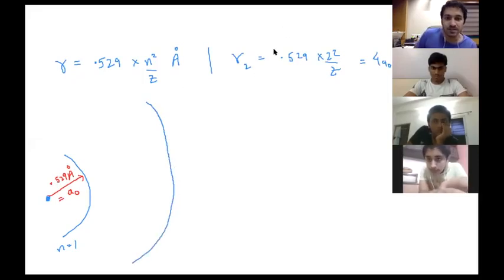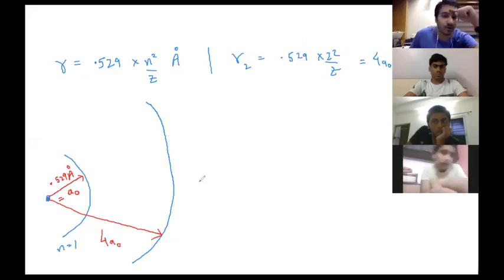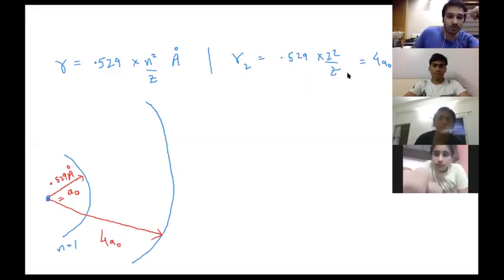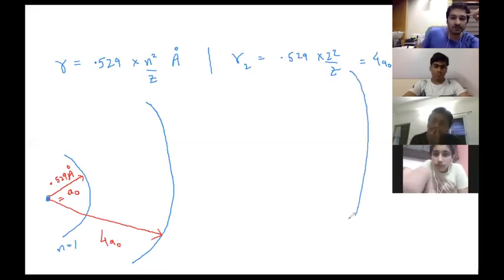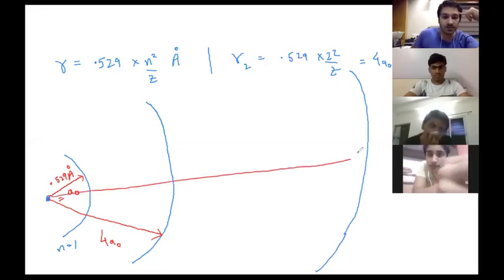And this distance is 4a naught, about 2.116 Angstroms, however much that is, not the point here. Then where will the third orbit be? 9 into a naught, 9a naught. So that will be somewhere here. If I measure this, it is going to be 9a naught.